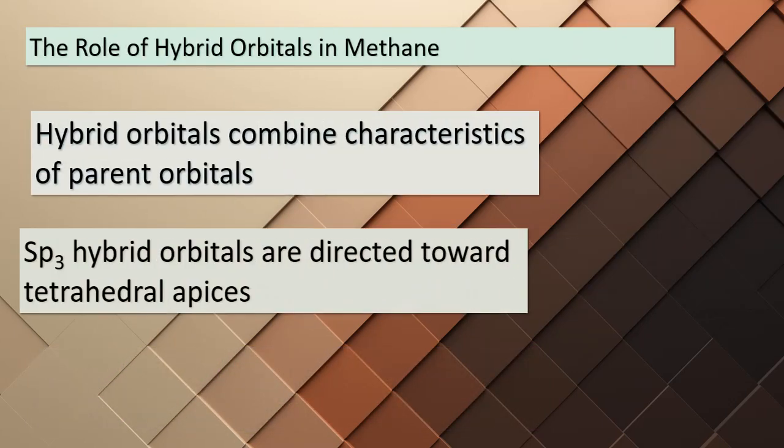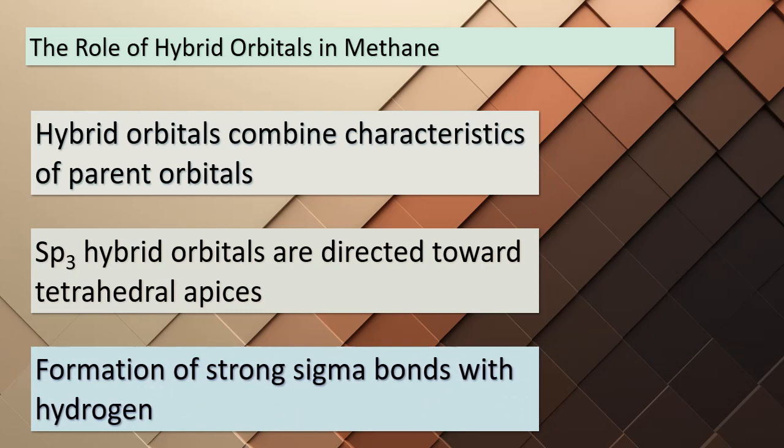Fascinating, isn't it? Hybrid orbitals are truly remarkable. They combine the characteristics of their parent orbitals and adapt to the needs of bonding. In the case of methane, sp3 hybrid orbitals emerge from the combination of the 2s and 2p orbitals. The beauty lies in their orientation. These hybrid orbitals are specifically directed toward the apices of the tetrahedron.